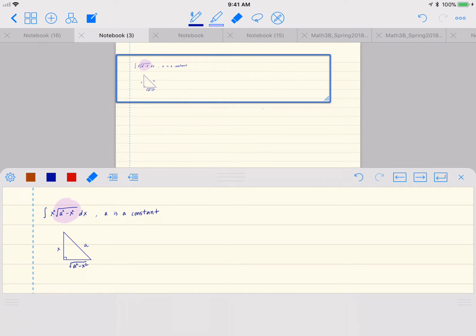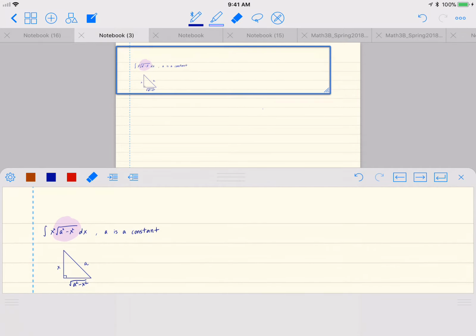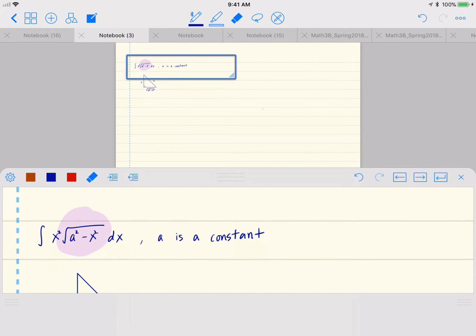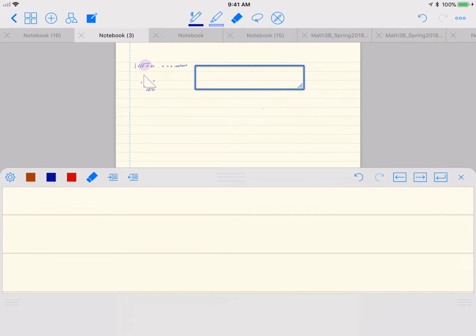Now, what I want to do is convert each part of my integral from stuff in terms of x to stuff in terms of u. Right, so this is the stuff in terms of x, and dx is now going to be converted to stuff in terms of u and du, or sorry, theta and d theta.